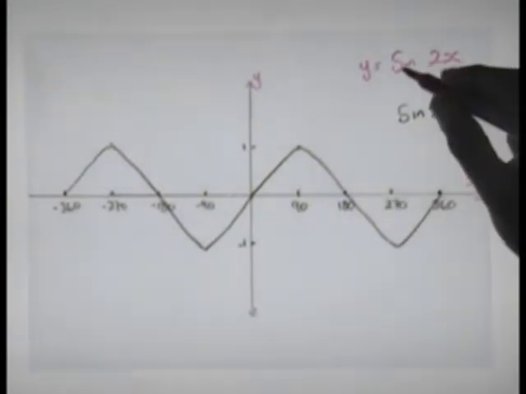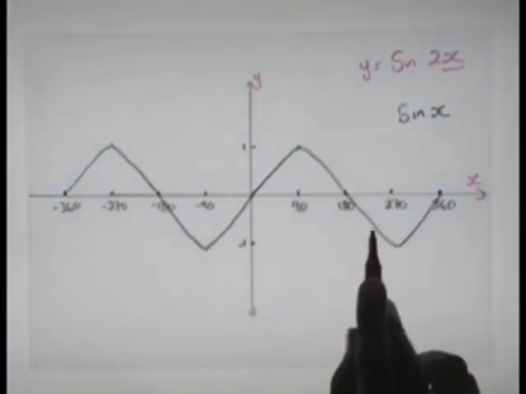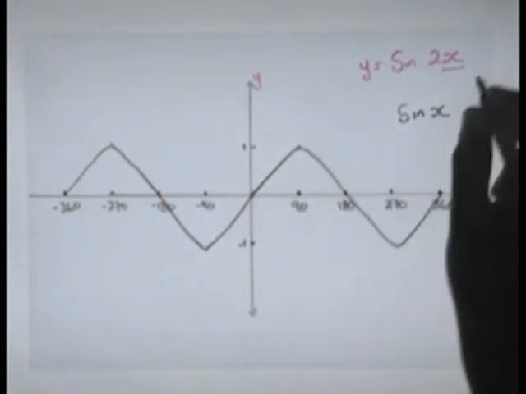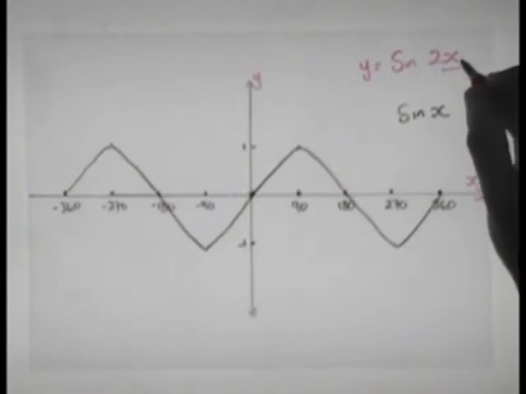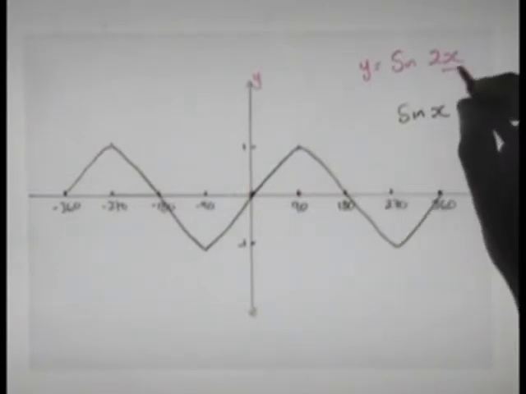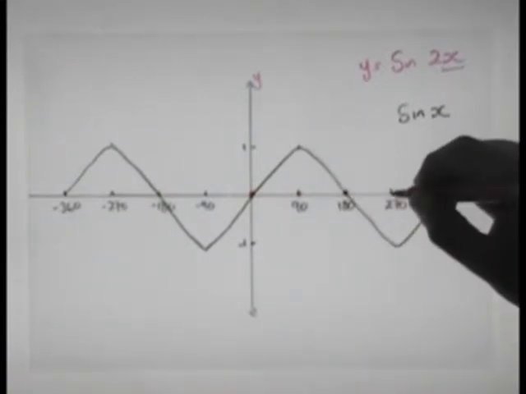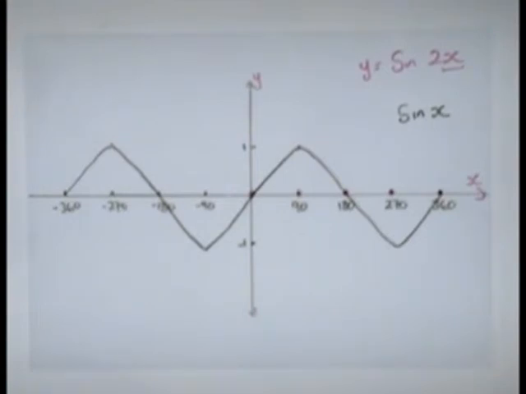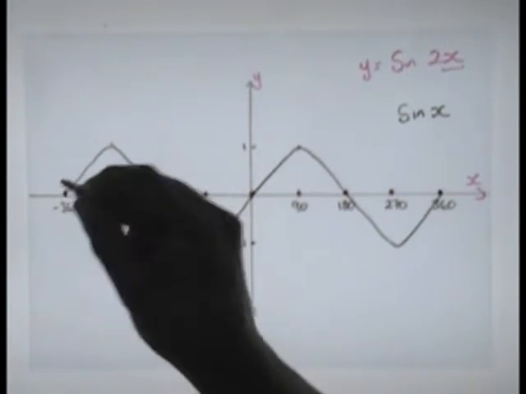At 90, it's going to be sine of 180. Now sine of 180, looking at our standard sine graph, is equal to 0. Sine of 0 times 2 is 0. 2 times 180 is 360, sine of 360 is 0. 2 times 270 is 540, sine of 540 is 0. Sine of 720 is 0. Sine of negative 180 is 0.